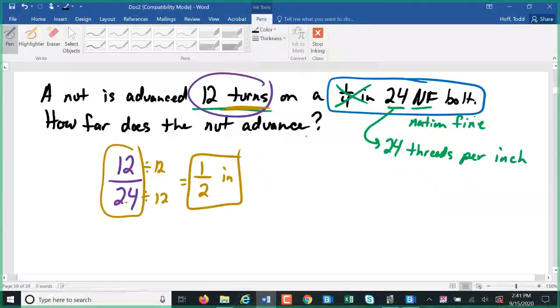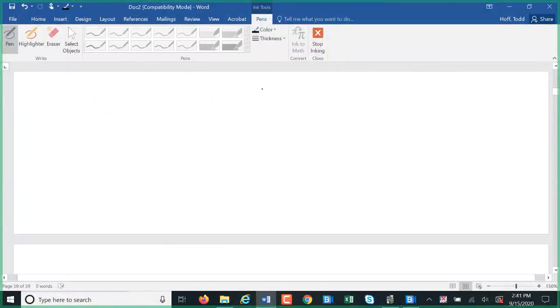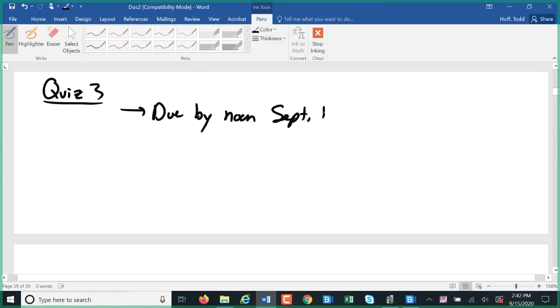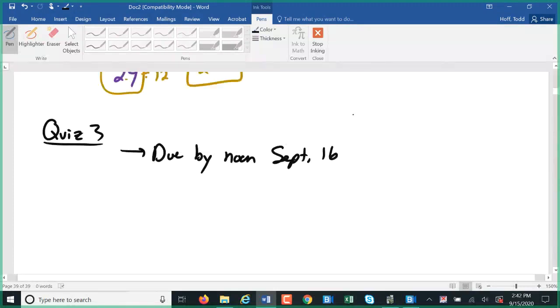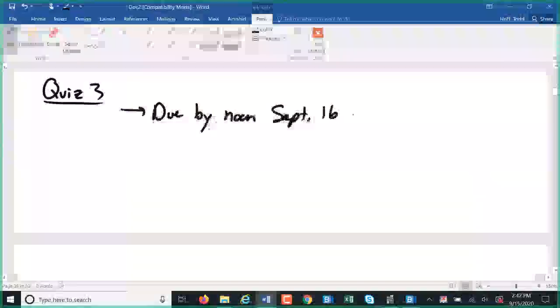That question is kind of important because there is a quiz. Quiz 3 is out there that is due by noon tomorrow, so September 16th. And there's quiz 4 that's also out there. That is not due until Thursday. That's going to be on the material we discussed today. So make sure you do quiz 3 first. That is on fractions. And there may or may not be a question very similar to the one we just went over here on quiz 3.